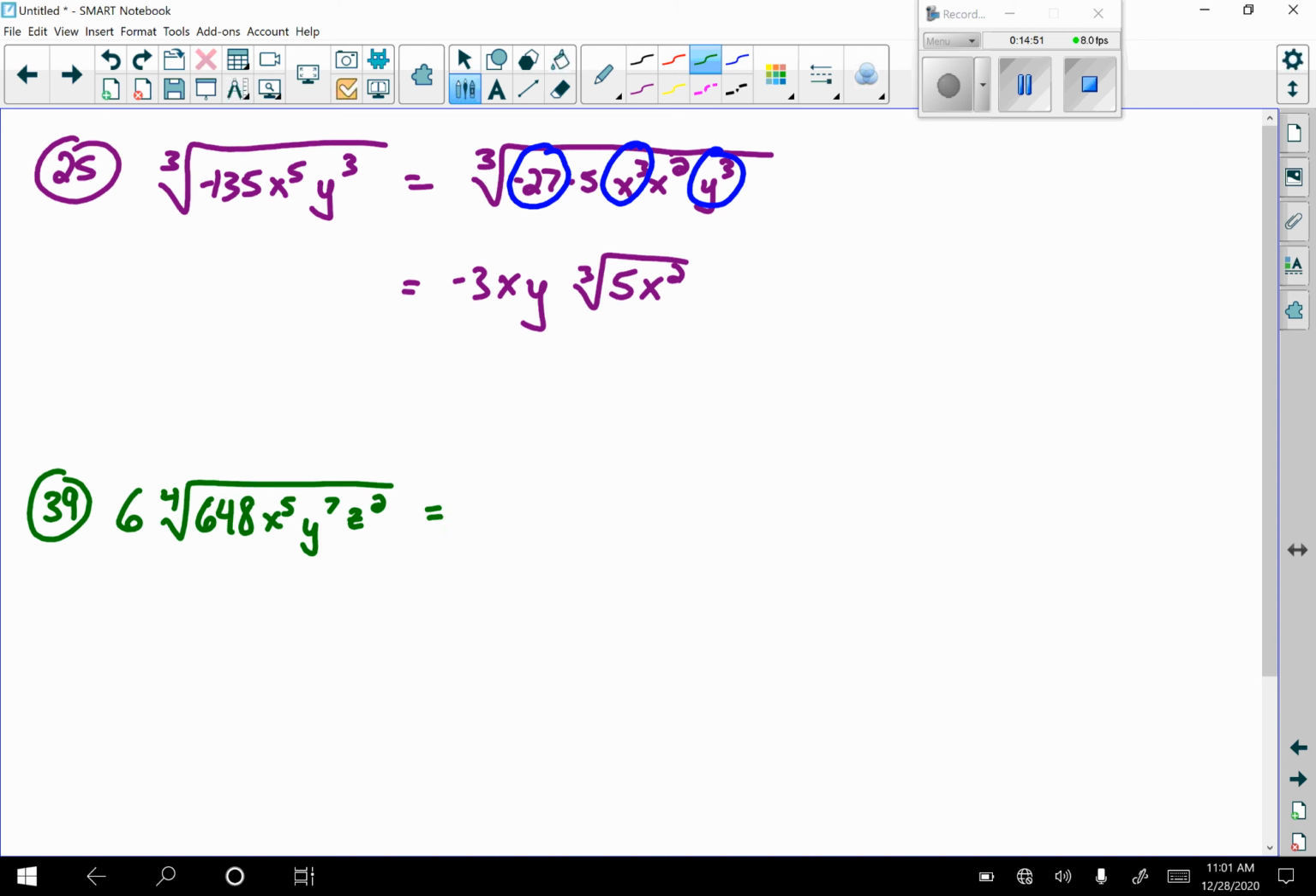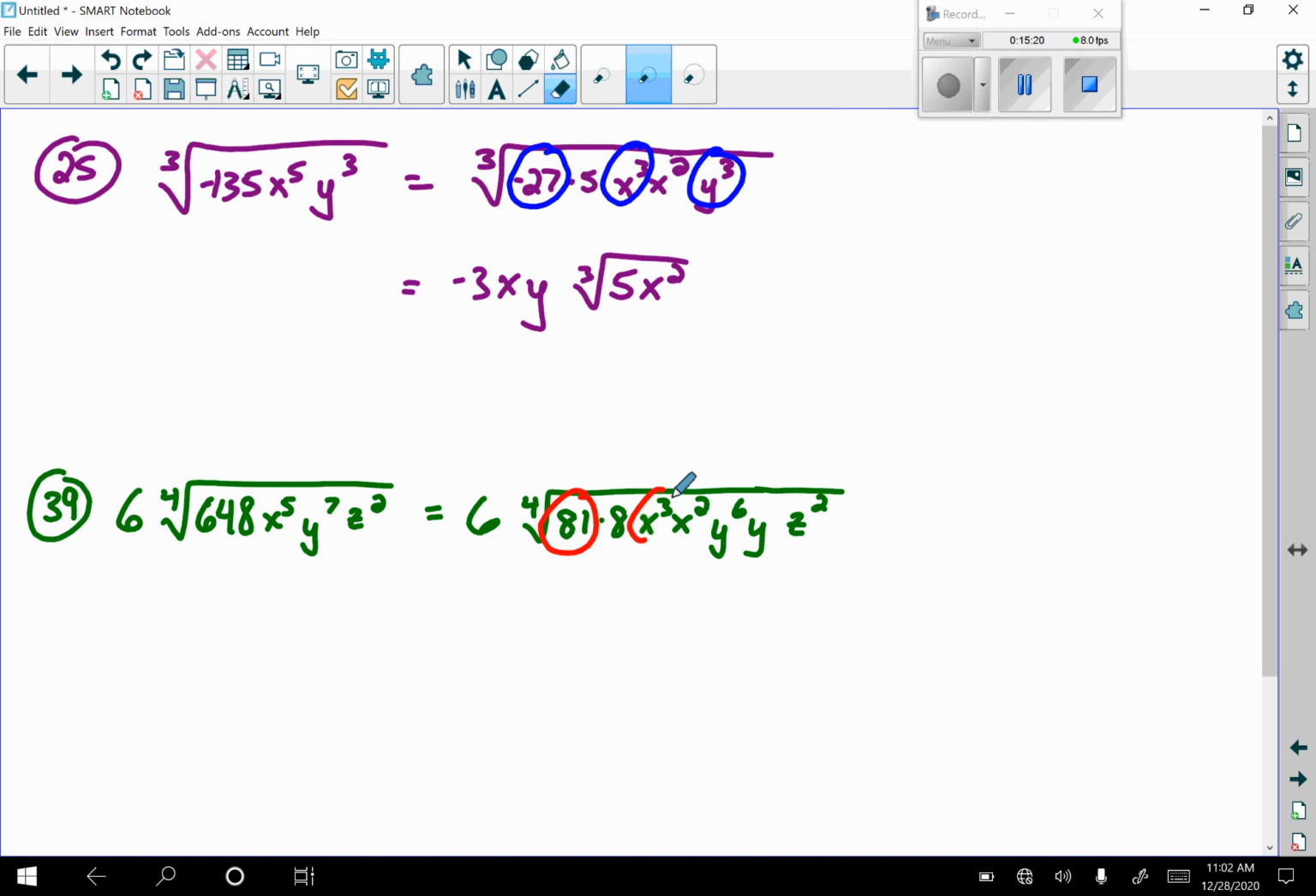So we're still going to have the 6 out in front. We'll have the 4th root. We're going to factor 648 into 81 times 8. X to the fifth, just like this x to the fifth up here, is going to become x cubed times x squared. Y to the seventh, like the other problem, is going to become y to the sixth times y. And then z squared is just not large enough to do anything with, so we just leave it. So now we're going to circle the 81.